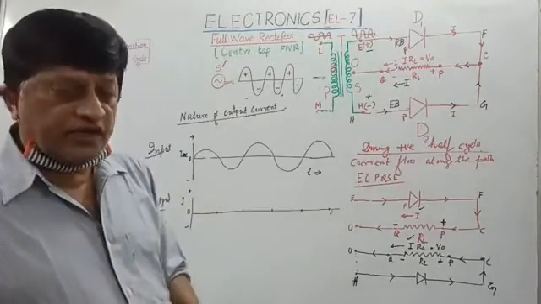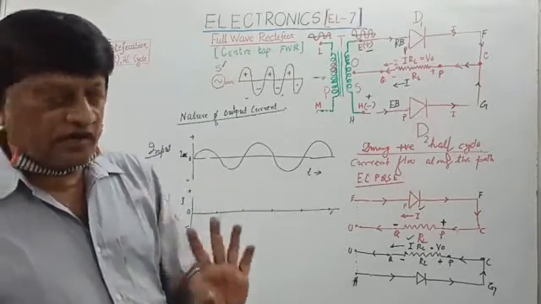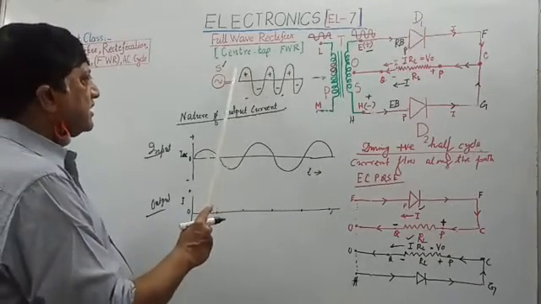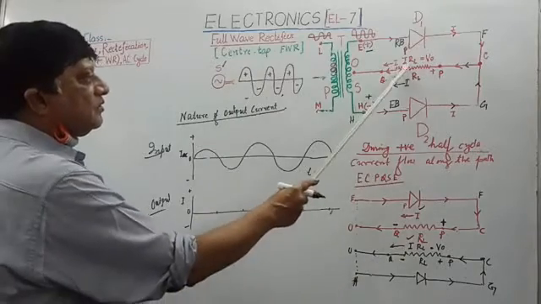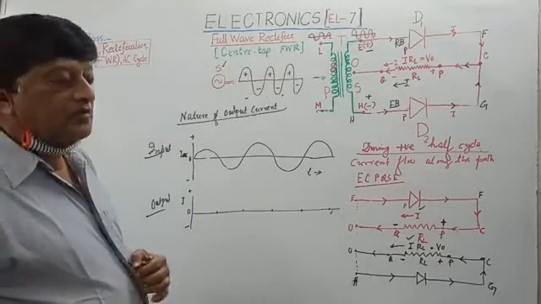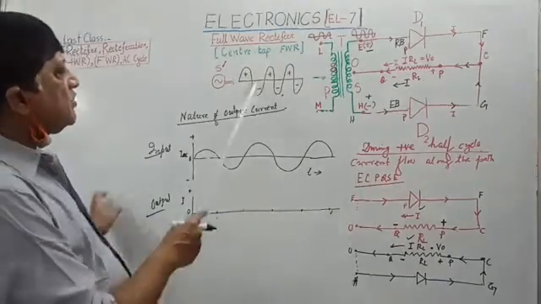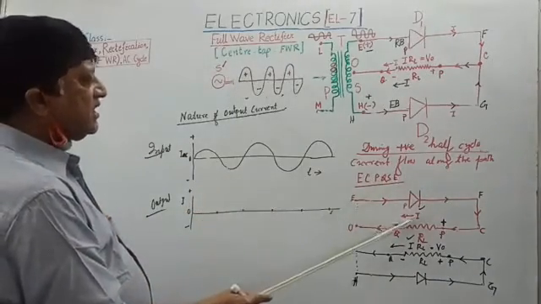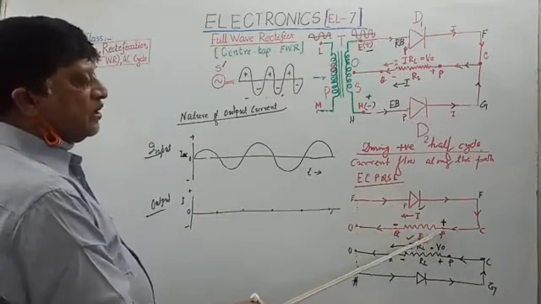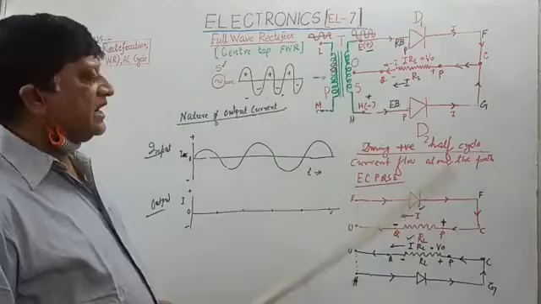Now, here you see the finite difference between half wave rectifier and full wave rectifier. In the half wave rectifier, only during positive half cycle there was an output. There was no output during negative half cycle. But here output current or output voltage is obtained both during positive half cycle as you see here and negative half cycle as you see here. So output is obtained across load resistance both during positive half cycle and also during negative half cycle.